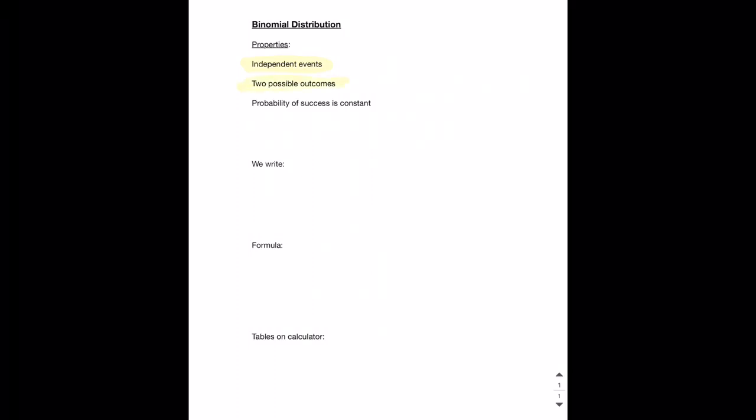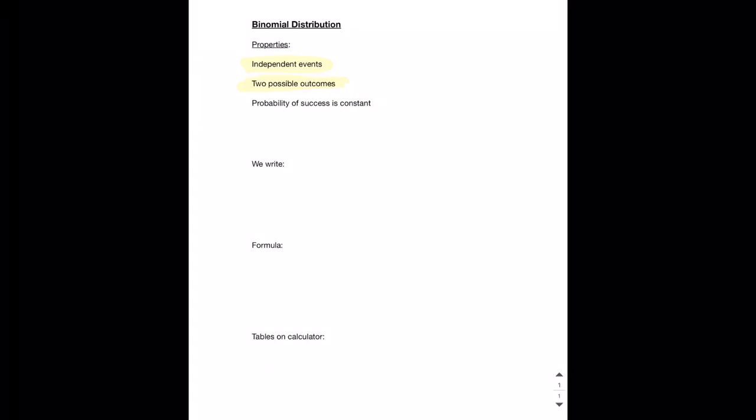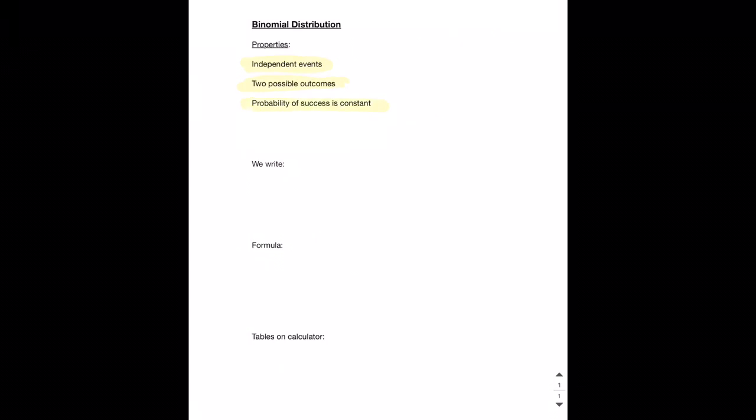There can only be 2 possible outcomes, so that you can basically have success or failure. So something like rolling a die, then you can either get a 3 or don't get a 3, or tossing a coin, you either get a heads or a tails. Maybe if you're trying to hit a target with a dart, then you either hit or you miss. So there can only be 2 possible outcomes like that. The other thing is that the probability of success must be constant. So something like flipping a coin, the probability of getting a head is always a half.